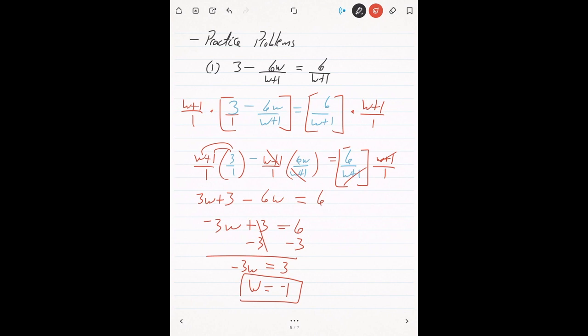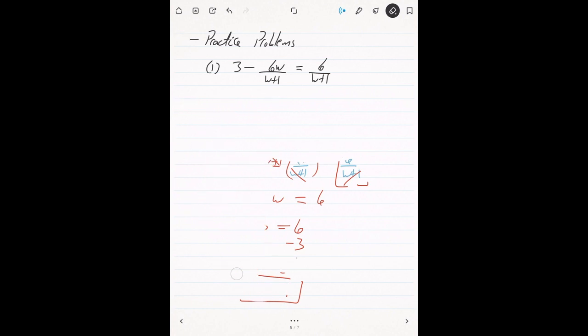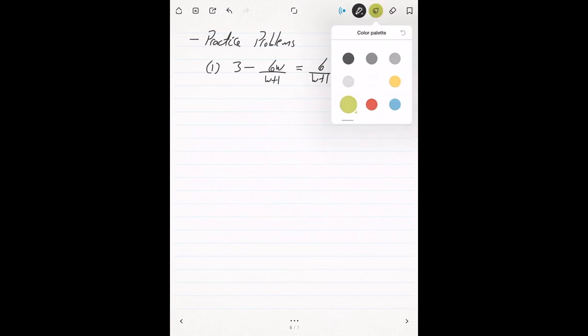Now, the last step in each of these problems was to check our work. So I should go back and probably do that. In both problems, we got a negative 1. So I'm going to take this negative 1 and plug it back into the original equation. Not any of these simplified versions. I'm just going to go right back to where we started and see if this works. So I'm subbing a negative 1 in for w.